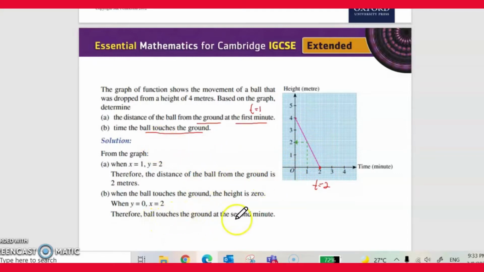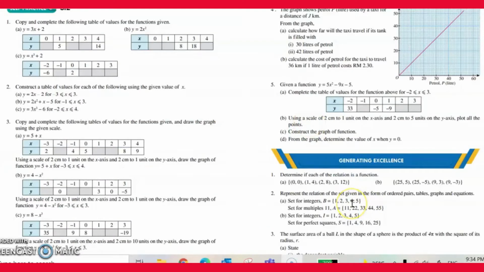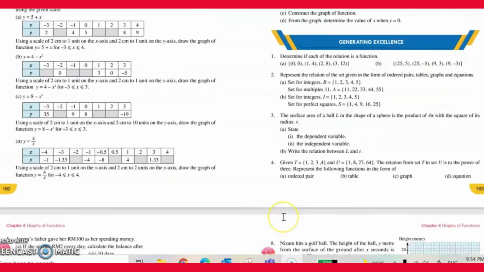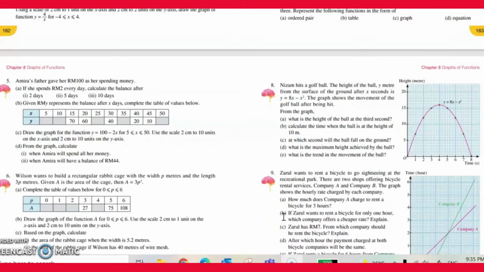When the ball touches the ground at the second minute. Okay, that is all about how to interpret graph. Okay, so you can look at more from your textbook. So we are already done with the MOE syllabus graph of function. So I will add some more graph of function in IGCSE.